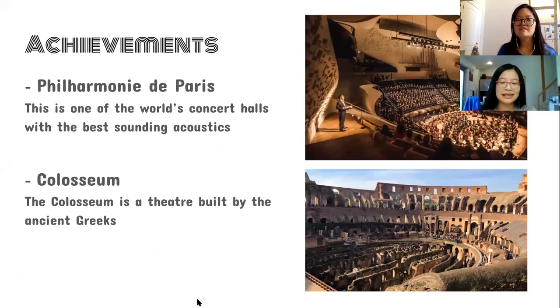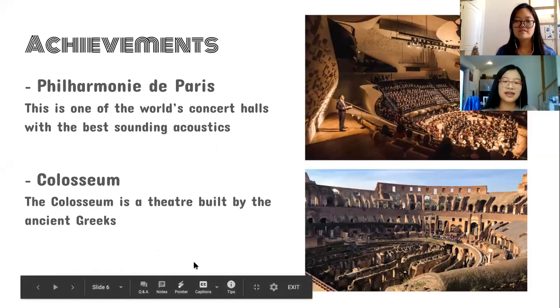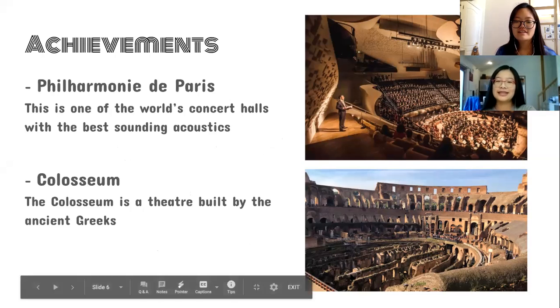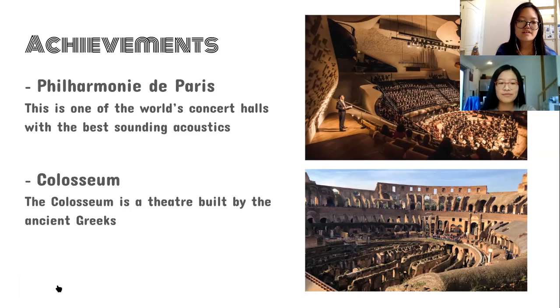One of the biggest acoustical engineering projects is the Philharmonie de Paris, which is one of, if not the, biggest concert halls in the world. And the Colosseum is also an acoustical engineering achievement, which was built by the ancient Greeks. On the side, that's a picture of the Philharmonie de Paris and the Colosseum.